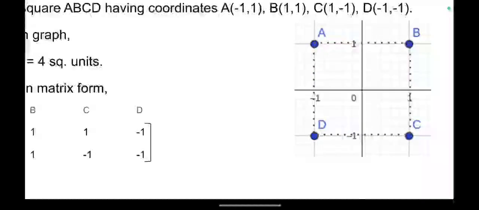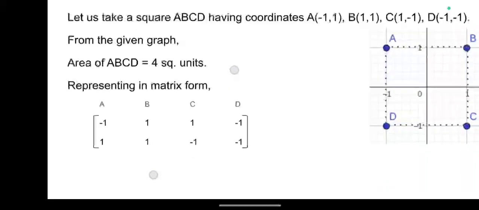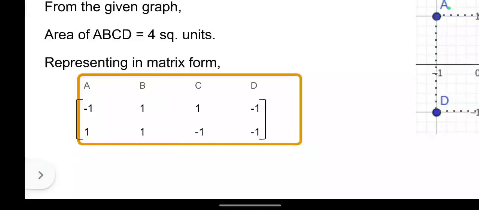Here you can see the graph A, B, C, and D. Each side has a length of 2 units. So here we can see the area of square ABCD will be 4 square units. The given square can be represented in matrix form as follows. Here each column of the matrix represents a certain point. The first column represents the A coordinate, the A point.